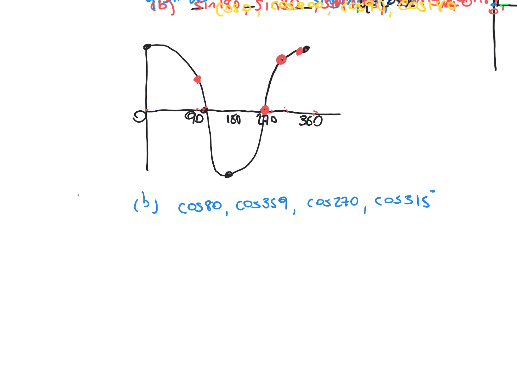Okay, what's the highest one up? It's definitely this one, cos 359. Okay, next one, it's definitely that one, and that's my cos 315. Okay, next one is going to be that one, and that's my cos 80. And then finally it's going to be that one, and that's my cos 270. And that's it.